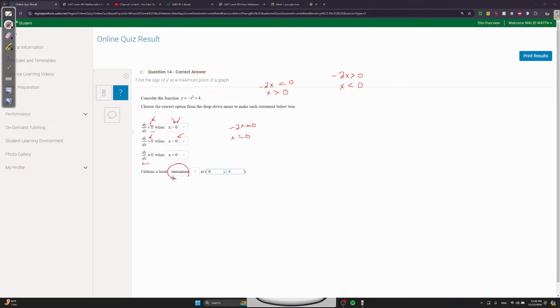Wait, no, that doesn't make sense. What I just said now doesn't make sense. Anyway, forget about what I just said. This is just a rule: when you have less than, greater than, then it's always a maximum.